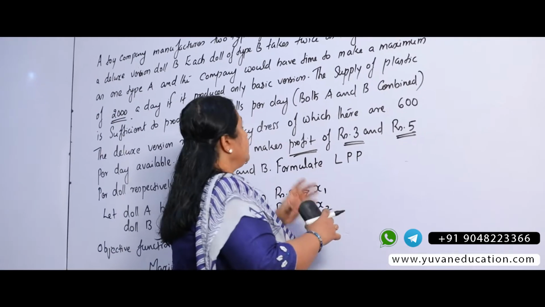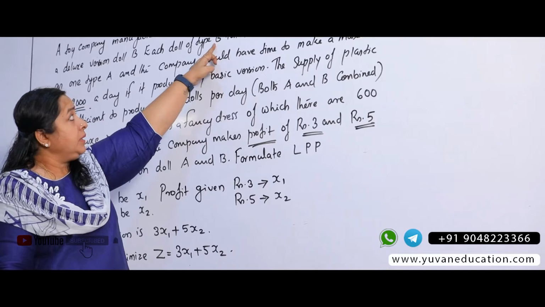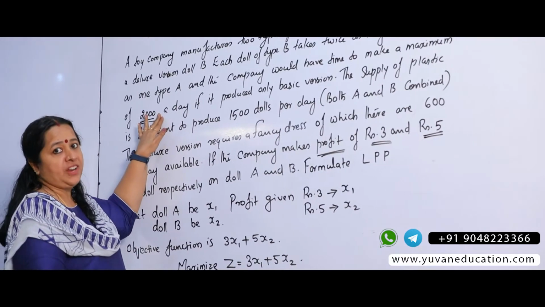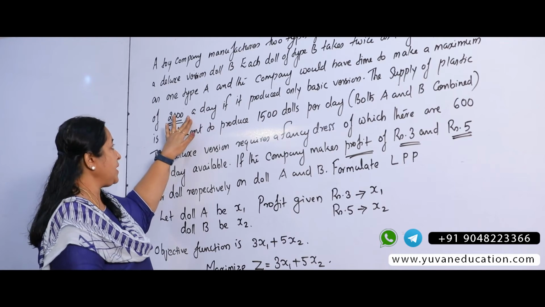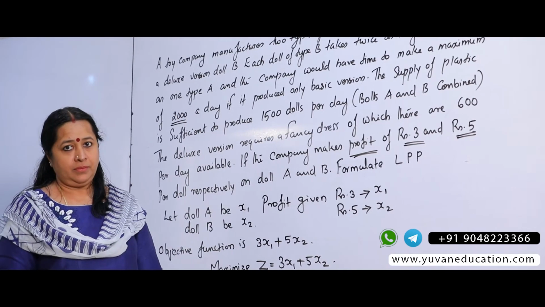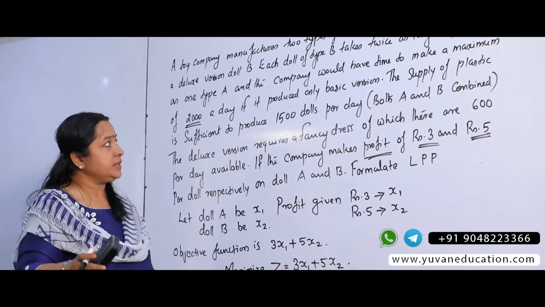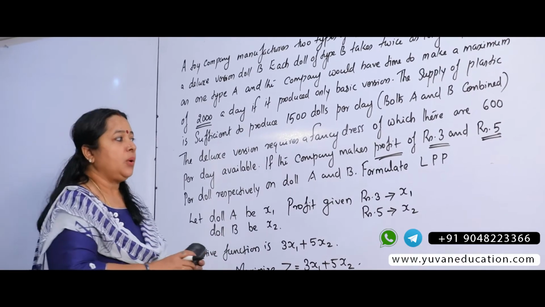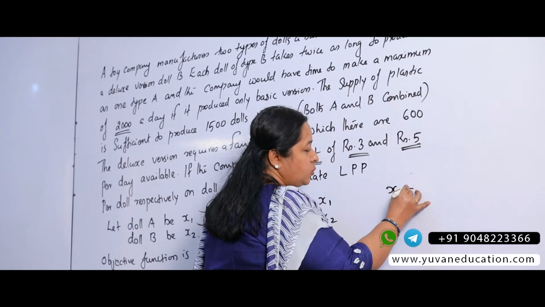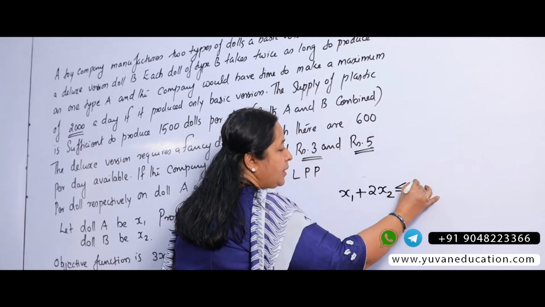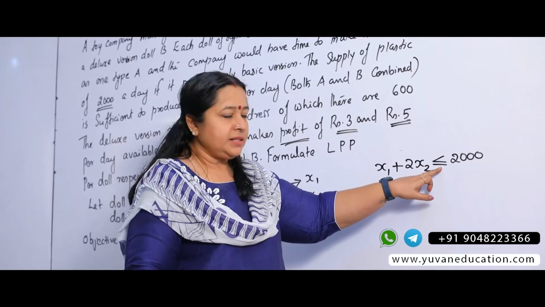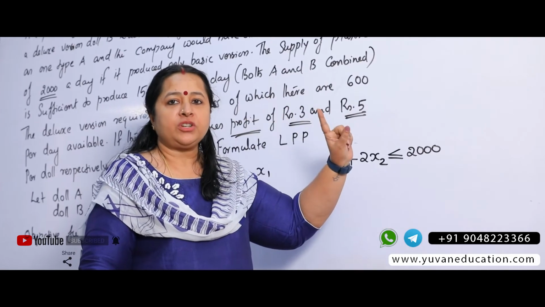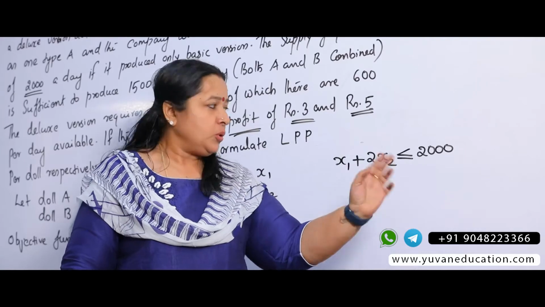First constraint: the deluxe version takes double the time of the basic version. So, if the company is manufacturing only the basic version, the company can manufacture 2000 a day. If the company manufactures only the deluxe version, it can manufacture only 1000. Okay, so the constraint is x1 plus 2x2 less than or equal to 2000. See, the company can manufacture only 2000 a day if it is the basic version. So, below that they can manufacture, not above. So, less than or equal to.